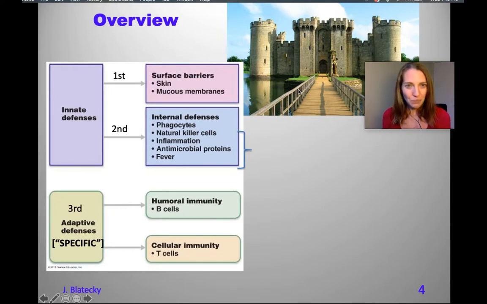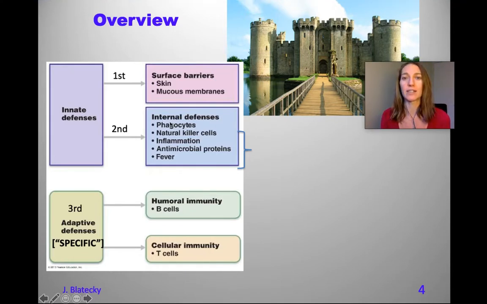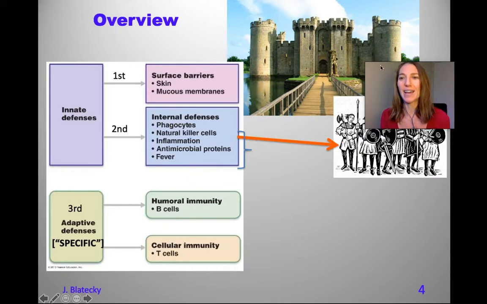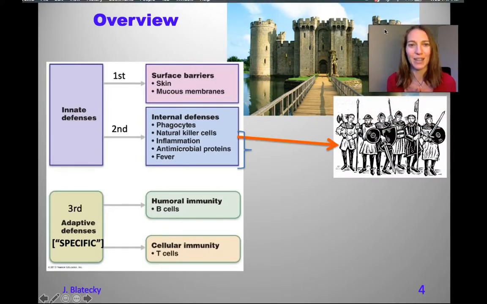Okay, so second line of defense, these are still going to be non-specific defenses. And I like thinking about our innate defenses as soldiers, but maybe not very intelligent soldiers. So they are just going to attack anybody who breaches our moat, who comes in our castle, right? We're going to have these teams of forces that are going to just attack anybody who comes through.